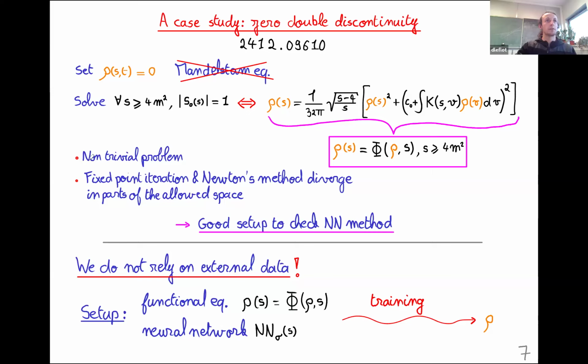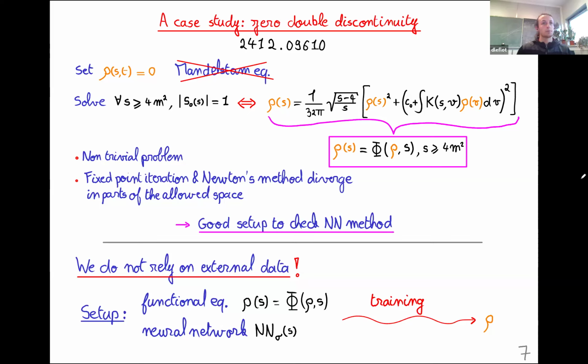So, first, this setup is a non-trivial problem. This equation is still a nonlinear equation. And quite importantly, the fixed point iteration and Newton's method still diverge in some parts of the allowed space. So we will be able to check if, using our neural network method, we can find new solutions which were not reachable using these methods. So this is a good setup to check our neural network method.